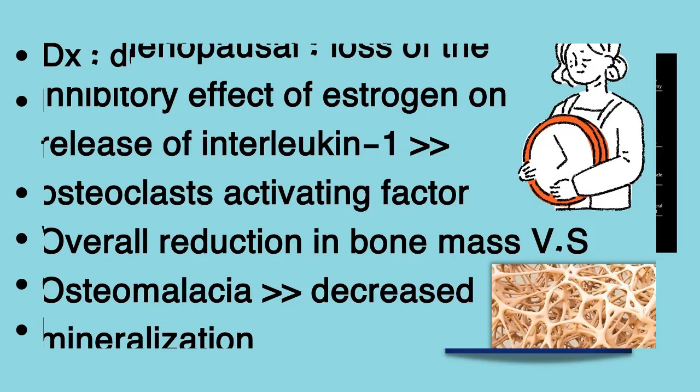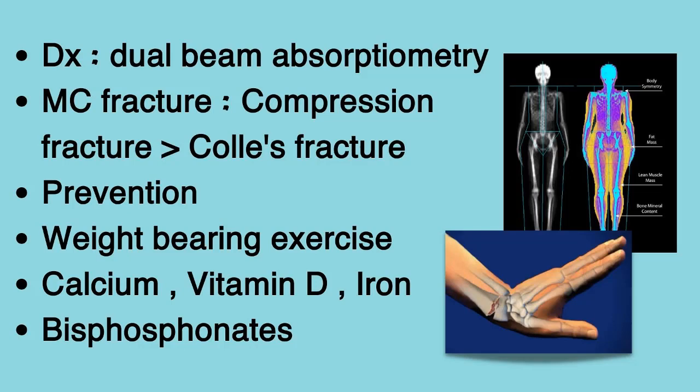You diagnose it with dual beam absorptiometry, and they measure the density of bone in different areas of the body, somewhere around the hand area, and they can tell what the density of bone is. It's a non-invasive test, very easy to do.